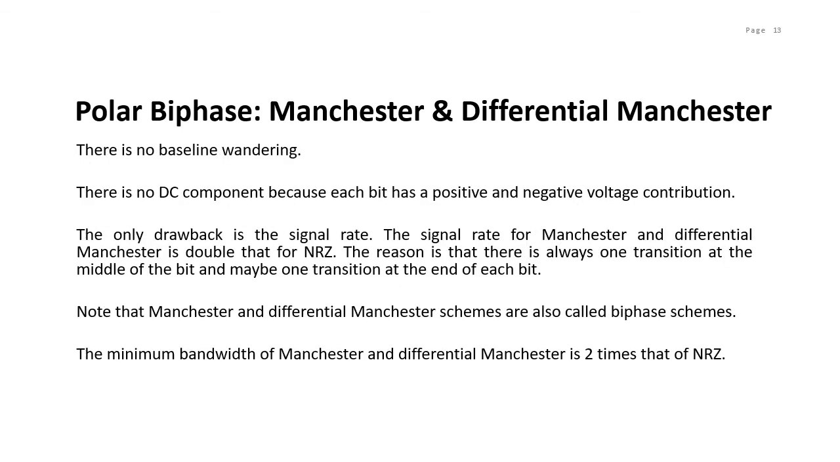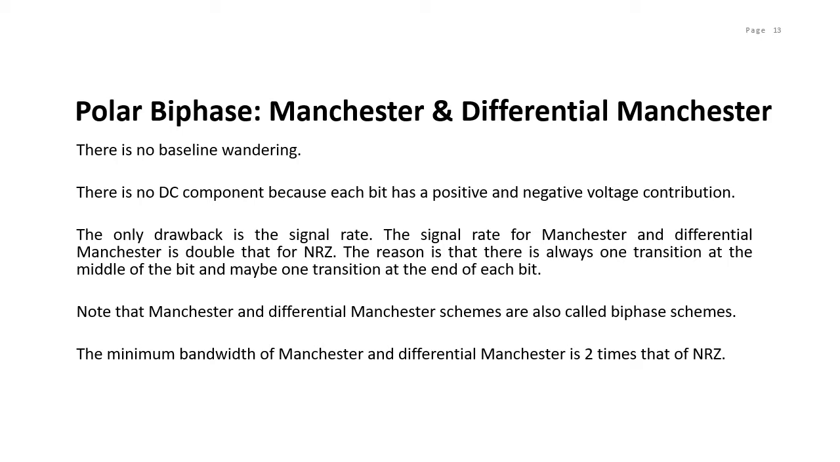The Manchester scheme overcomes several problems associated with non-return level, and differential Manchester overcomes several problems associated with non-return invert. In both schemes, there is no baseline wandering and no DC component because each bit has a positive and negative voltage contribution. The only disadvantage is the signal rate. The signal rate for Manchester and differential Manchester is double that for non-return zero.